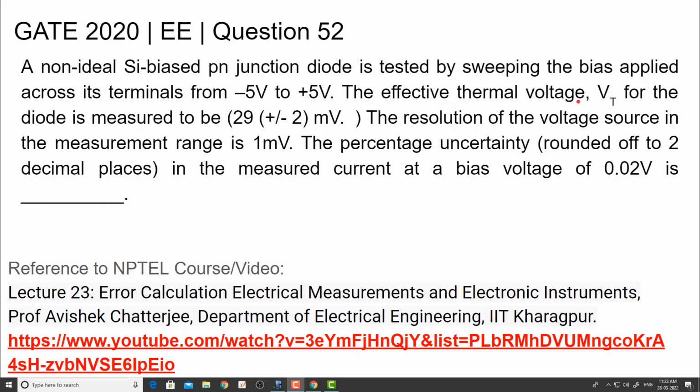The effective thermal voltage Vt for the diode is measured to be 29 plus or minus 2 millivolts. The resolution of the voltage source in the measurement range is 1 millivolt. The percentage uncertainty, rounded off to 2 decimal places, in the measured current at a bias voltage of 0.02 volts is. To know the calculations of the percentage uncertainty, the audience can go through the given NPTEL video link.